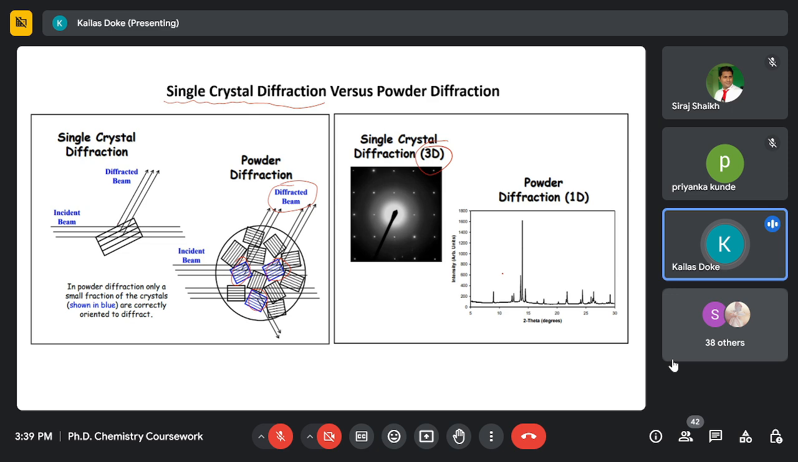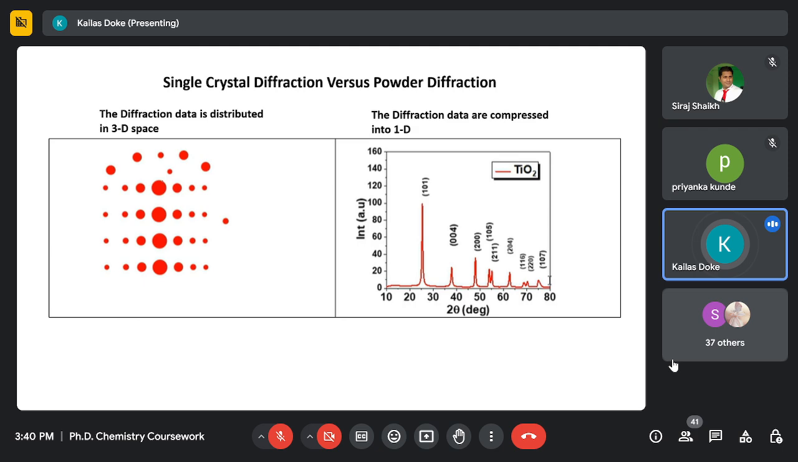This is another image of the difference between single crystal diffraction and powder diffraction. The diffraction data in single crystal diffraction is distributed in 3D space: one in the X direction, one in the Y direction, one in the Z direction. So 3D spots are observed in single crystal diffraction. That is the advantage of single crystal diffraction.